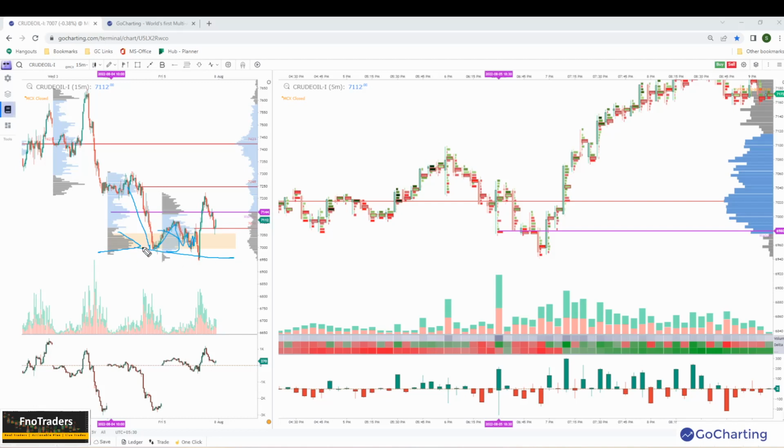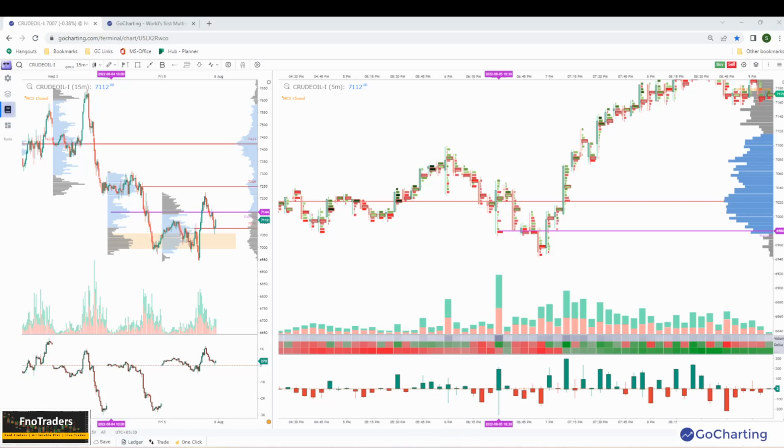Now there could be two possibilities from these places. Either the market breaks this level and falls again, or the market bounces off this level. It could be a straight bounce, which is unlikely, but it could be a bounce like this, which is a more likely possibility.